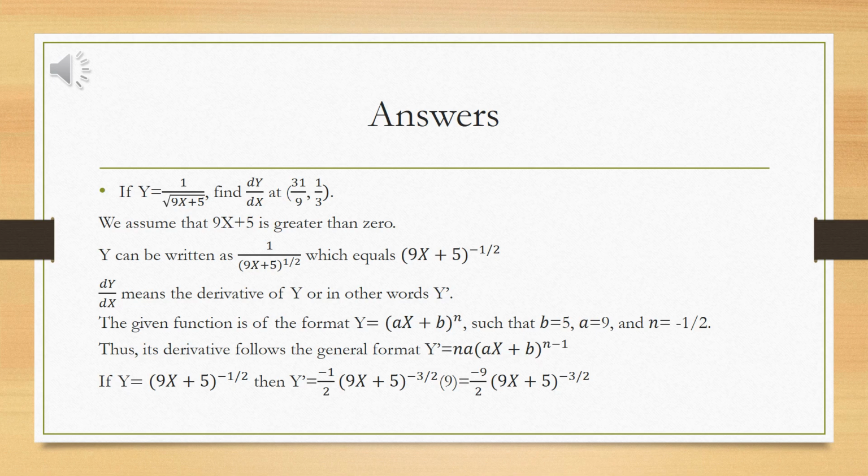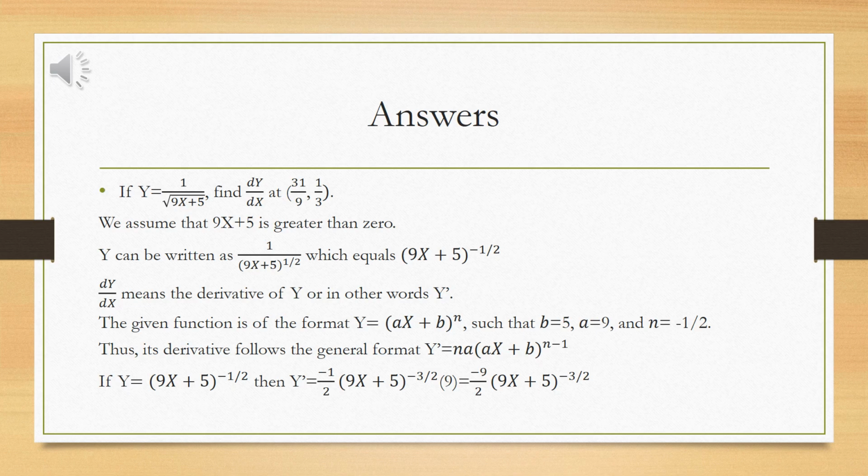The given function is of the format y equals (ax plus b) to the n, such that b is 5, a is 9, and n is minus half. Thus, its derivative follows the general format y prime equals n a times (ax plus b) to the n minus 1.